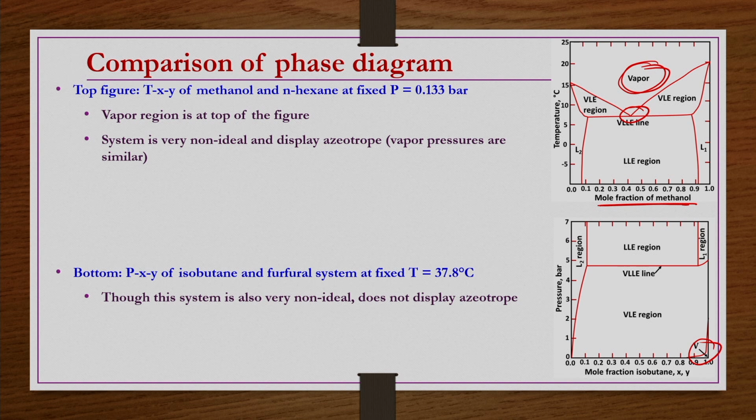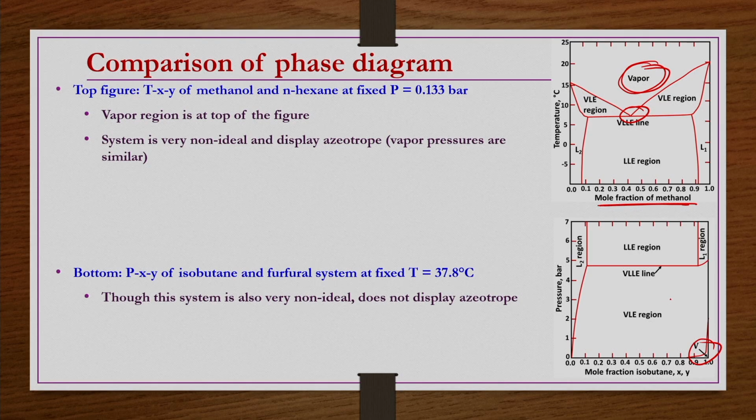But in the case of the isobutane and furfural system, though the system is non-ideal, there is no azeotrope here, because the vapor pressures of these two components differ from each other by about 3 orders of magnitude. Because of these very different vapor pressures, even though there is non-ideality in the isobutane and furfural system, there is no azeotrope formation. Azeotrope formation may take place in general if the vapor pressures of the components are very close to each other.